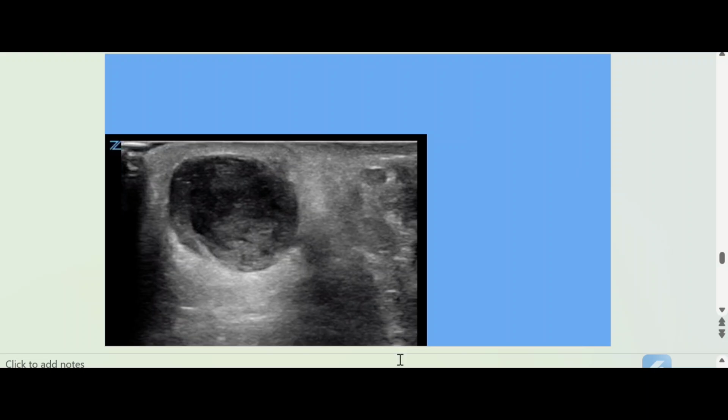So this is the ultrasound image of abscess. Here you can see the abscess is a localized collection of pus. So the margins are well defined in case of abscess. It is a hypoechoic area. Hypoechoic area is black, black, black. But you can see there are certain irregularities in the echogenicity. This is because of the presence of fluid and pus inside this cavity.